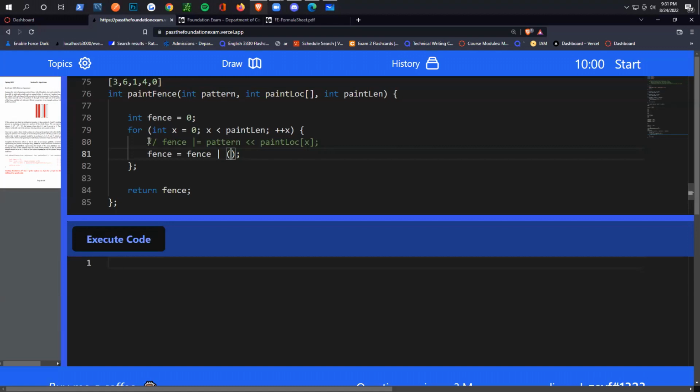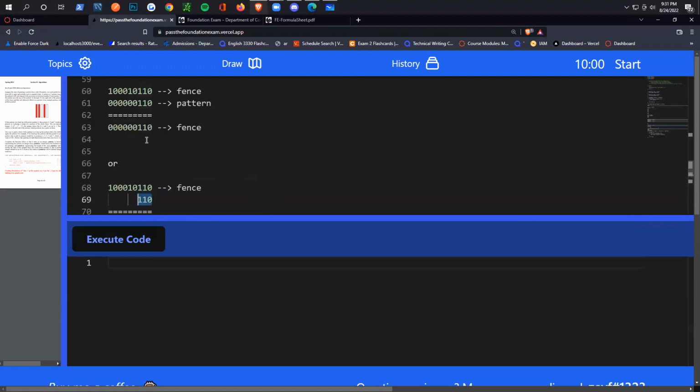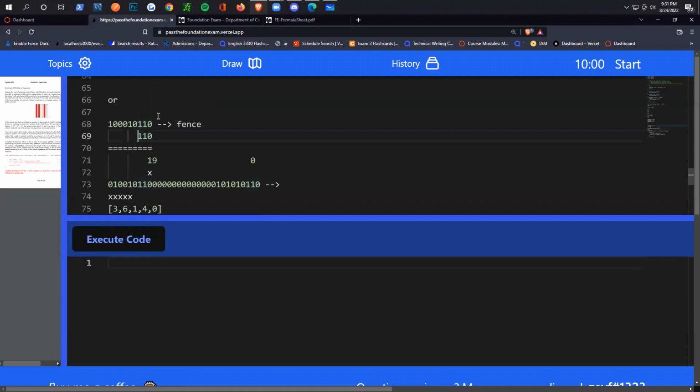So for example, if I were to rewrite it, it would just look like this. I just cut down a step real quick, but this is the whole idea. We're going to take the current fence. So let's say this is our fence, and the example that I was saying, let's say this is our pattern. Oh, the fence is already the painted fence.